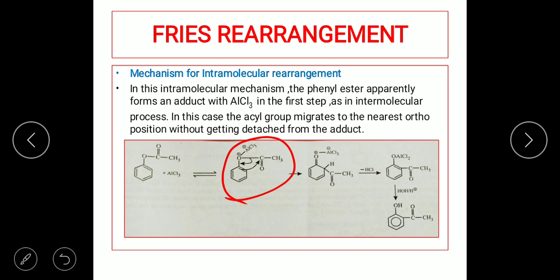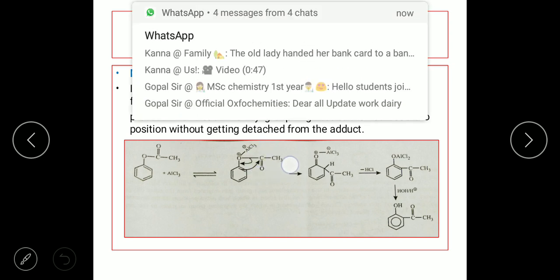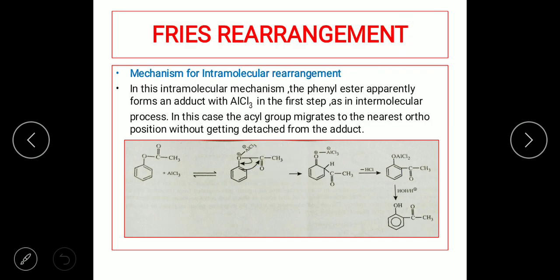The next step would be rearrangement of the acyl group within the molecule. Hence it is called intramolecular. So now you can see how the acyl group is linked to the oxygen, but since there's going to be a rearrangement, the bond between oxygen and the acyl group is going to break, and it is going to form a bond at the ortho position of this kind.